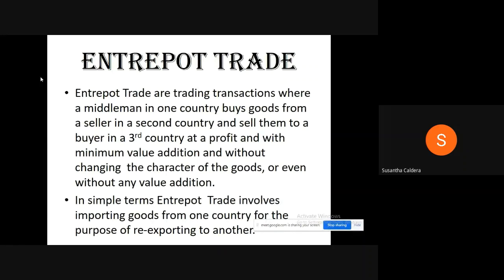Right? Entrepot trade is a trading transaction where a middleman in one country buys goods from a seller in a second country and sells them to a buyer in a third country at a profit and with minimum value addition. Right? With minimum value addition, and without changing the character of the goods, or even without any value addition.